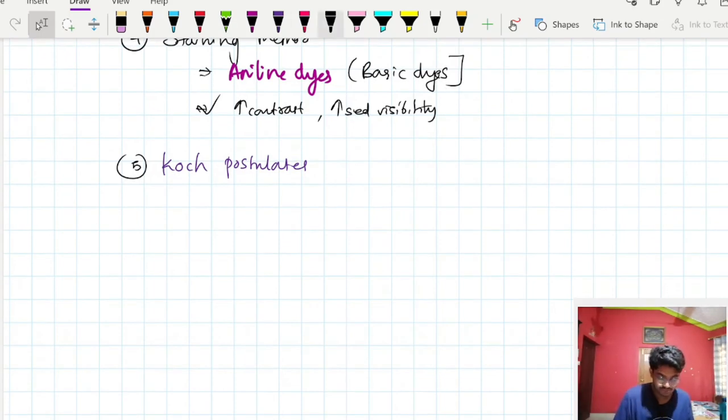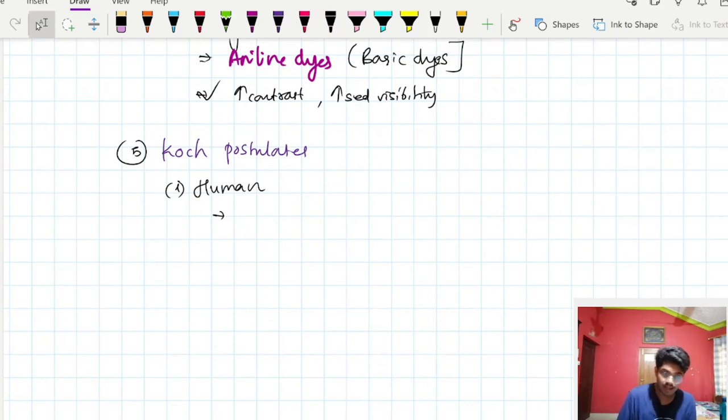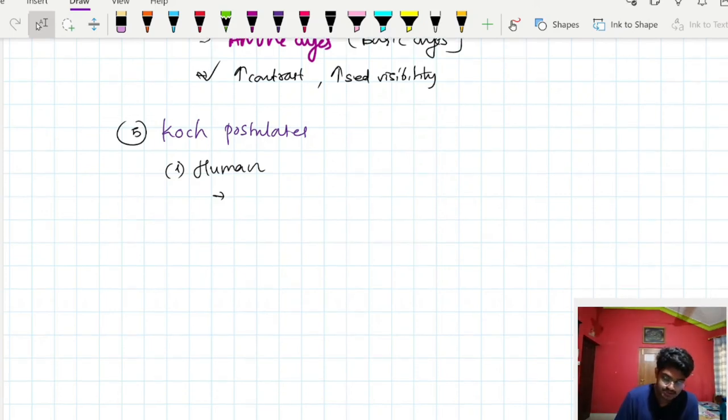The first postulate says about humans. If a microorganism is a disease causing organism, then it should cause the same disease in all human beings by the same organism. So it will be constantly associated with the same disease. To call an organism a disease causing organism, it should be constantly associated with the same disease. That means it will cause the same disease in all human beings. That is what the first postulate says.